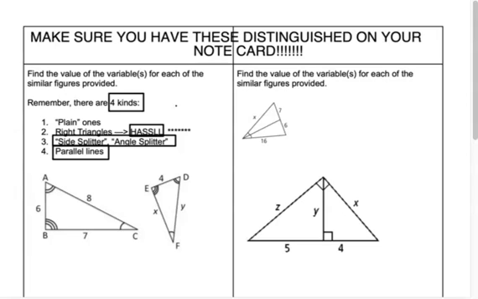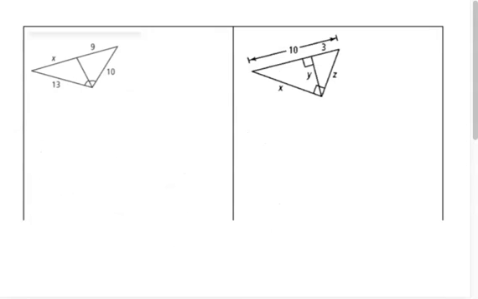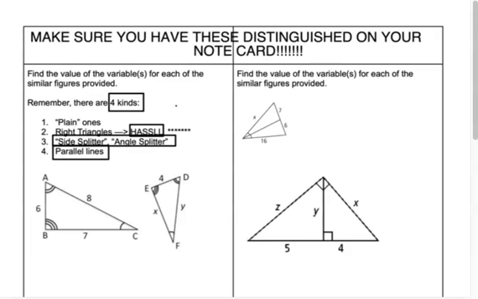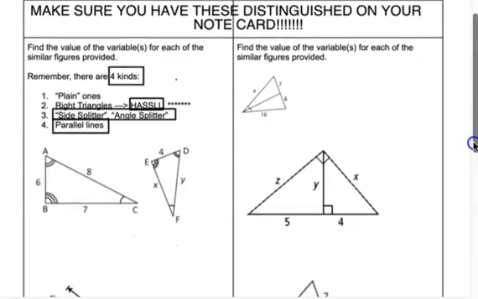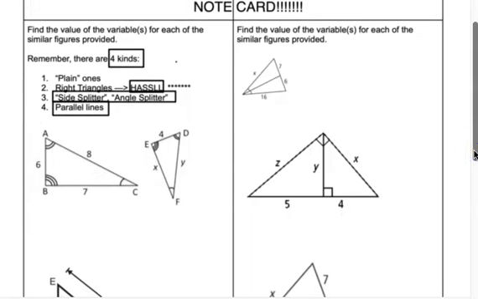Okay, so this is the last page then. We have kind of leaking onto that last page too, so make sure you have these distinguished on your note card is what it says. Find the value of the variables for each of the similar figures provided. Remember, there are 4 kinds. What we mean by plain ones is ones that look like the first one, where there's nothing really special going on. Then we have a few of each type here that we'll see. So a plain one, here's how you do a plain one.